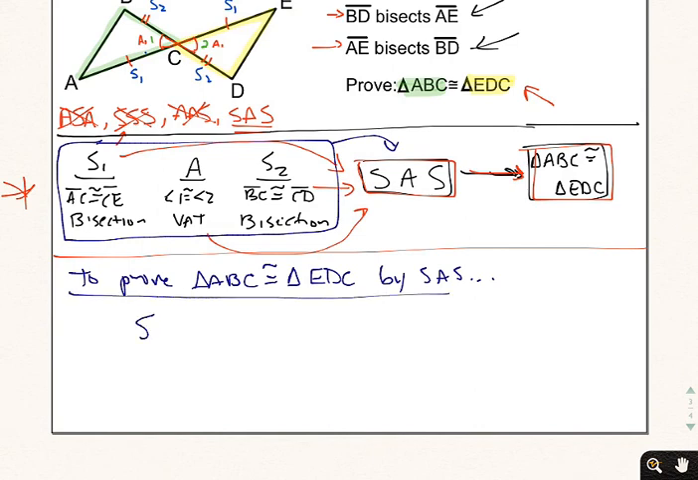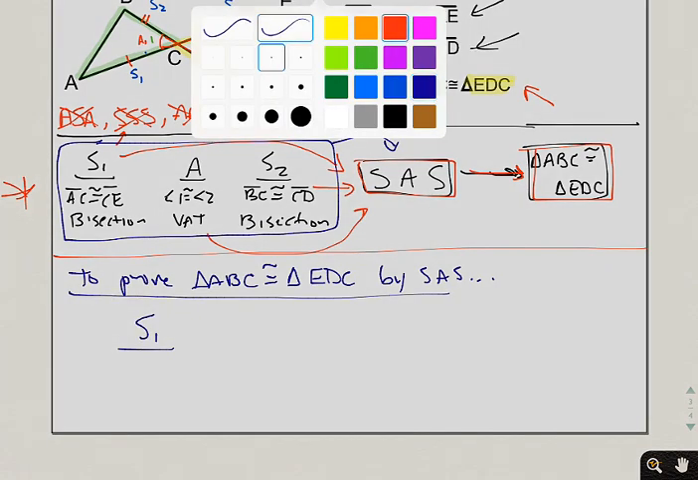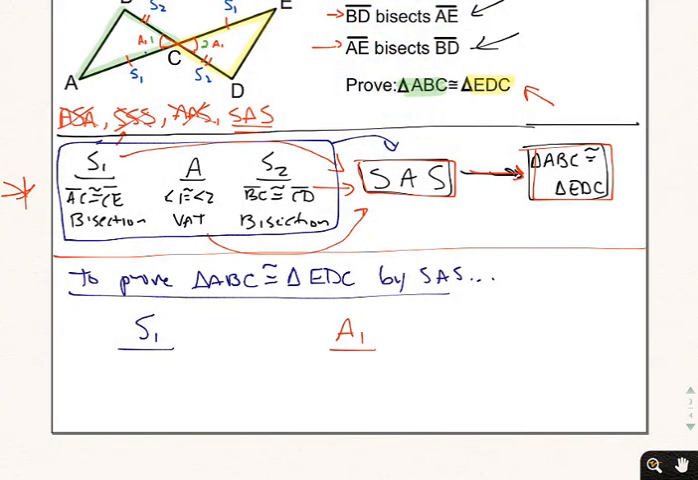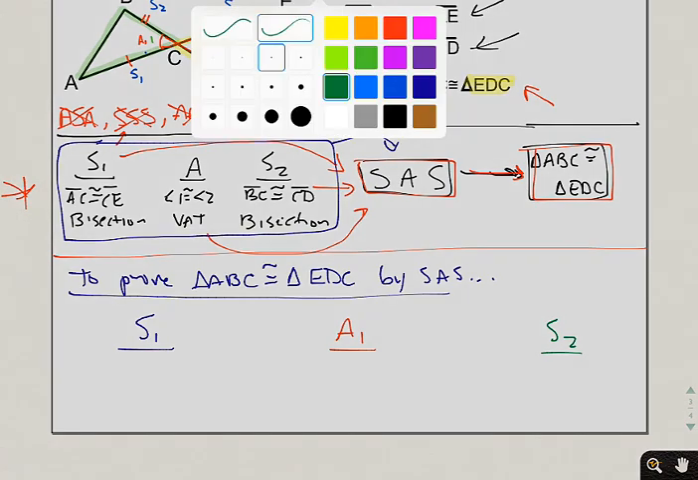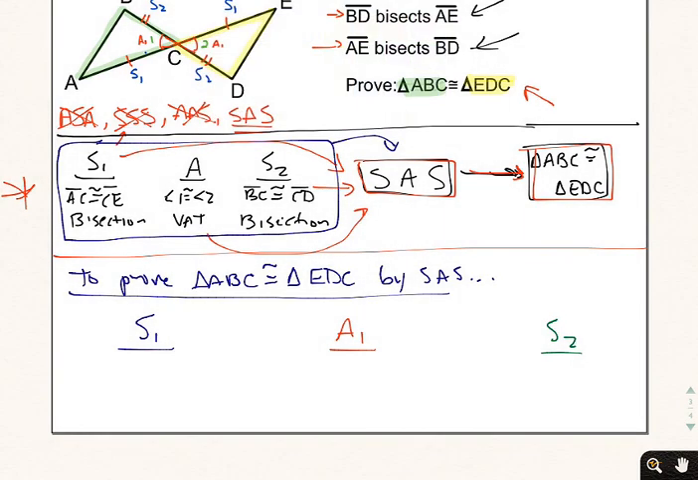I'm going to set up a side, angle, and side. Okay, and now I'm just going to start identifying the pieces. So side 1, I said was going to be right here. It says that I need to prove AC and CE is a result of a bisection.